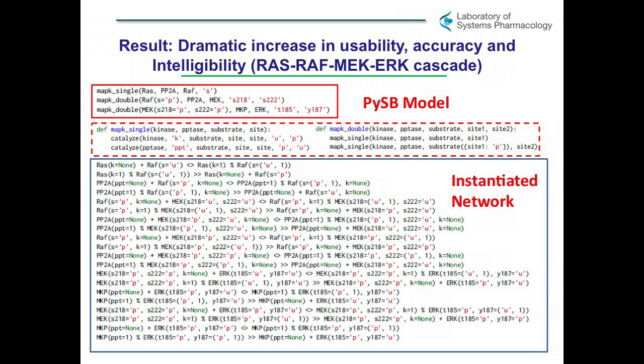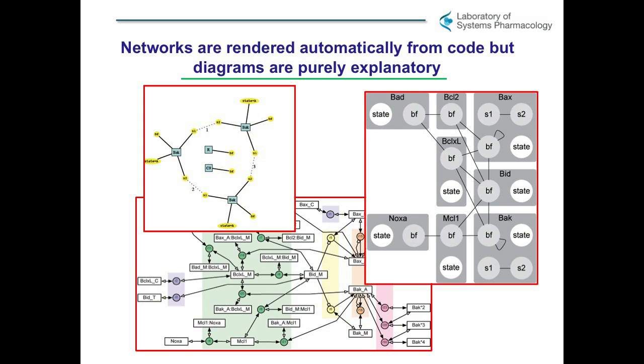The chemical network reaction, here it's the instantiated network, is not intelligible to you or me, and it's not intelligible to the person who created it in the first instance. It's simply too detailed to be a useful computational artifact. Importantly, in this system, pictures are derived from code. Pictures don't drive the development of the code.